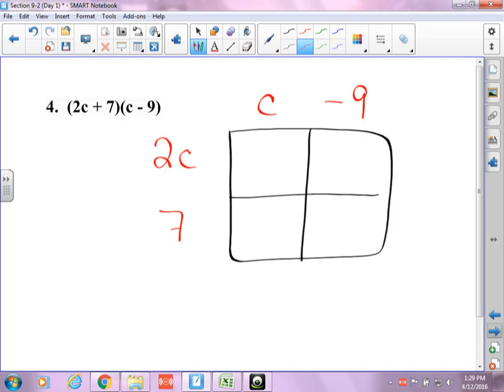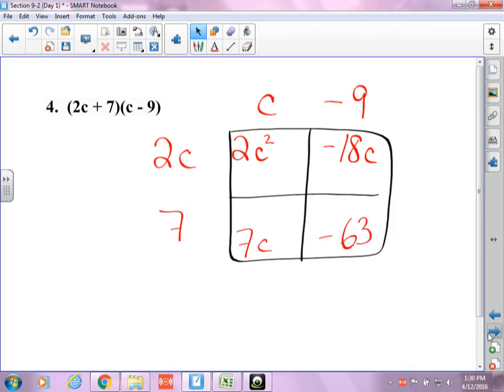Okay, 2c times c is 2c squared. 2c times negative 9 is negative 18c. 7 times c is 7c, and 7 times negative 9 is negative 63. That's correct. Now, am I done?